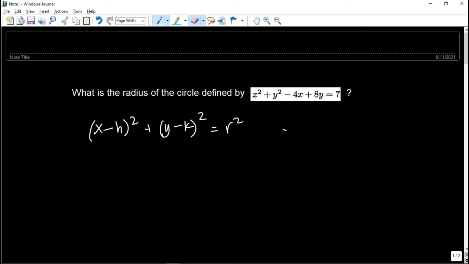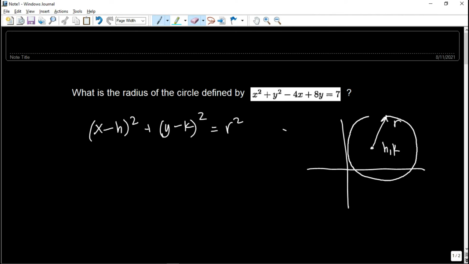So h and k are the coordinates of the center, (h, k). If this is your Cartesian plane, and let's say this is the radius of that circle, this will be the graphical representation of this form. Basically, this is formed using the Pythagorean theorem. Those are discussed in our previous videos.